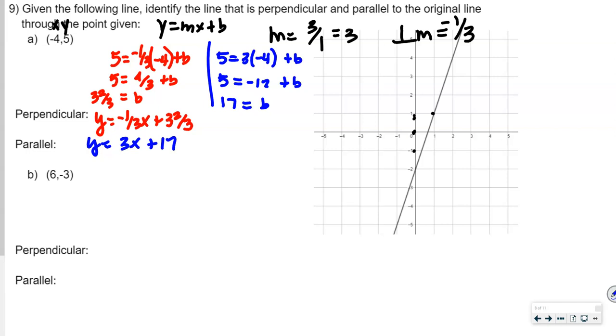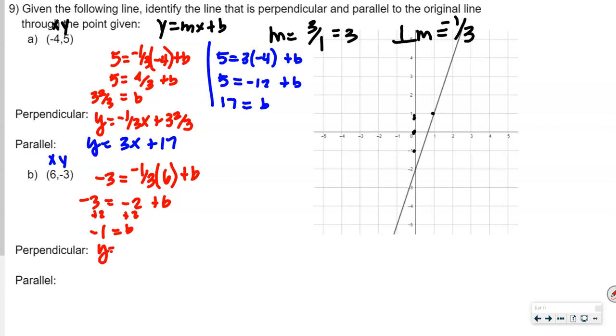Okay? So doing the same thing with the one below. Again, same slopes, so we don't have to change the slopes at all. Okay, so now this time, we've got negative 3 equals our negative 1/3 times our 6 plus our b, okay? So negative 3 equals negative 2 plus b. So we're going to add 2 to both sides, right? So that means this is going to be negative 1 equals b. So this is y equals negative 1/3 x minus 1.